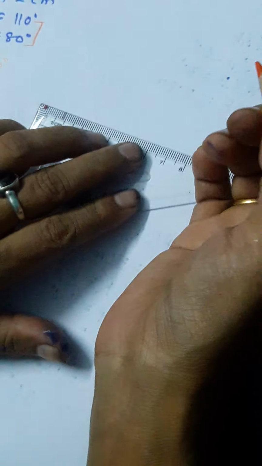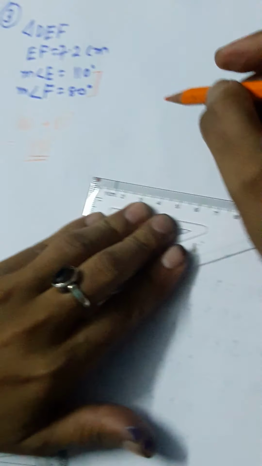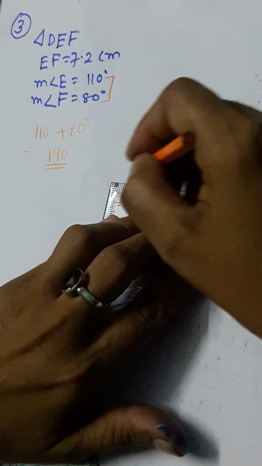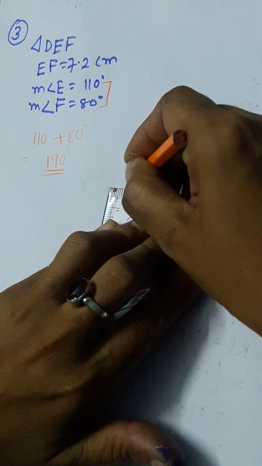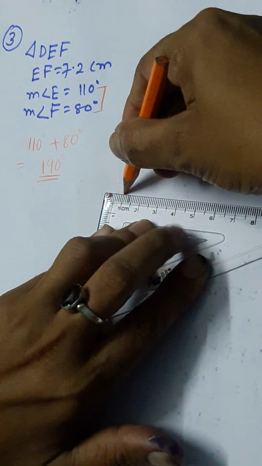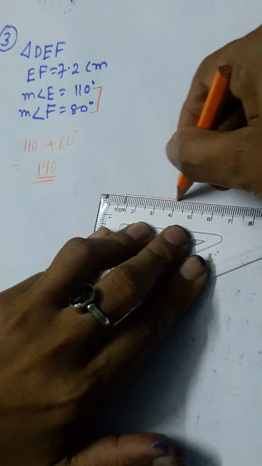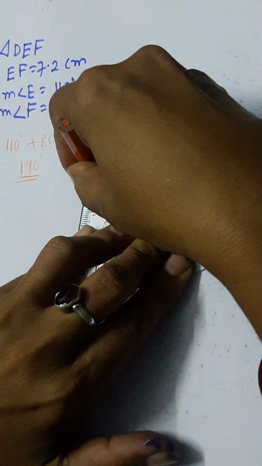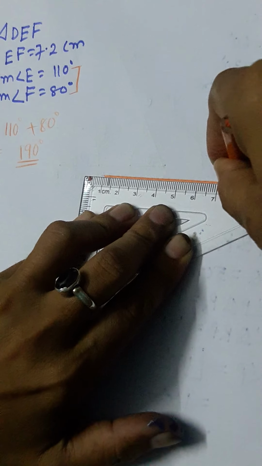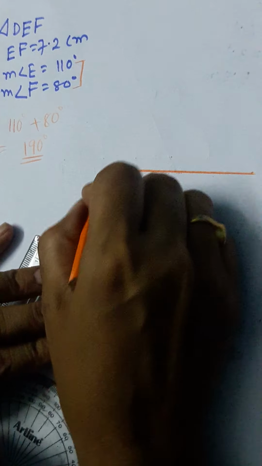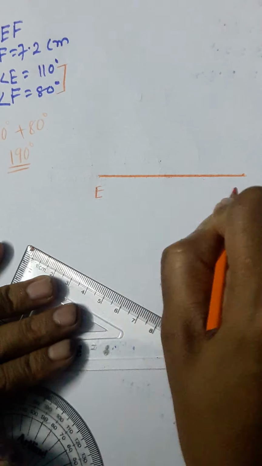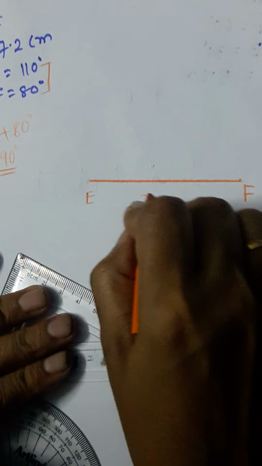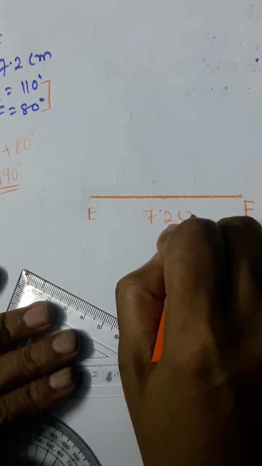For a rough sketch it is possible, but I am not going for the rough sketch here. First I will take a line segment of 7.2 centimeter and name it EF. Let me go for 7.2 centimeter. Yes, it is here, and its name is EF. Its length is 7.2 centimeter.